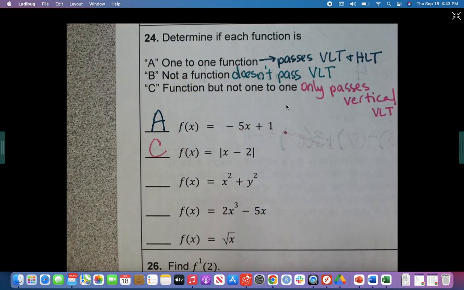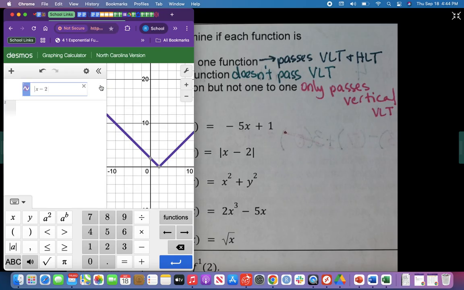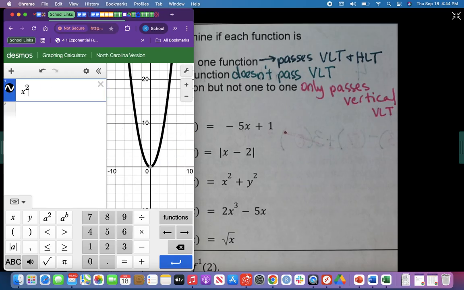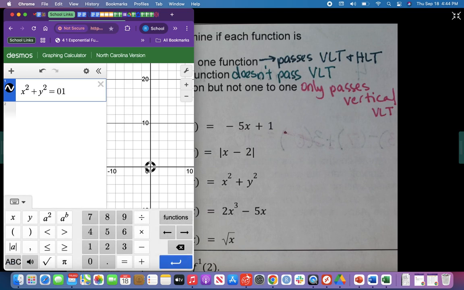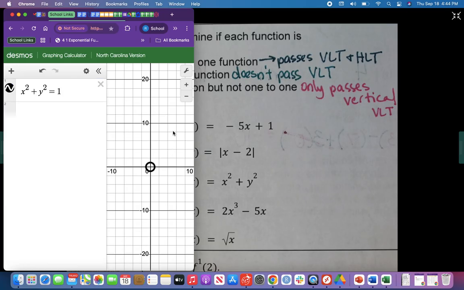This one is the equation of a circle. We haven't gotten to circles yet because we're still in unit 1. So x squared plus y squared equals 0. All right, let me zoom in. Oh, not 0. I don't know why I put 0. It needs to equal 1. I'm slow. All right, so equals 1.